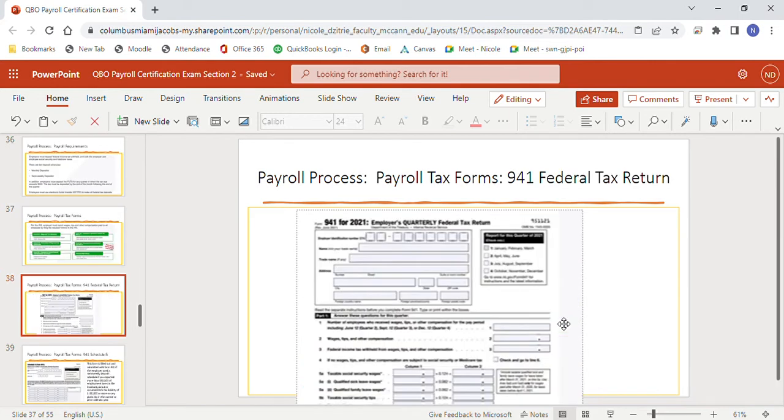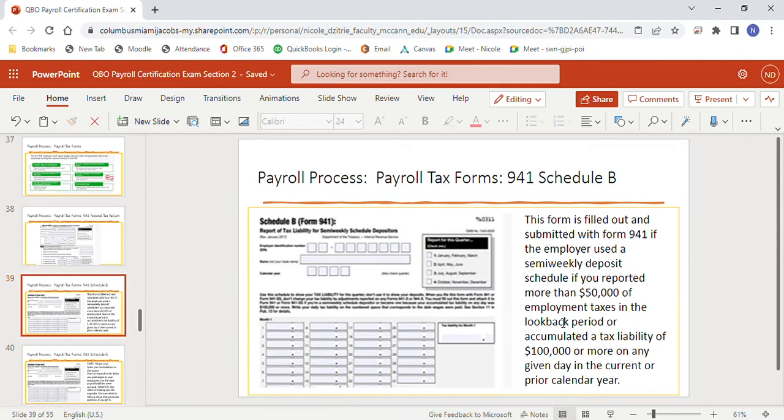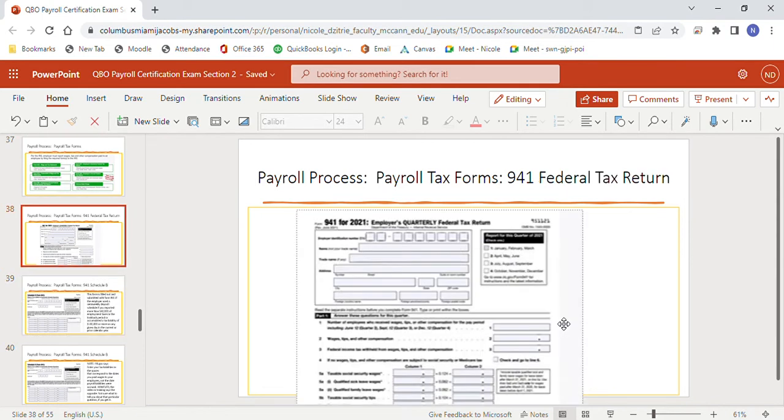So the first one is Form 941. That's your employer's quarterly federal tax return. This form is filled out and submitted. This is where, if you're like a mid-sized business, you put in what your quarterly payments were. So you're filling out quarterly payments.